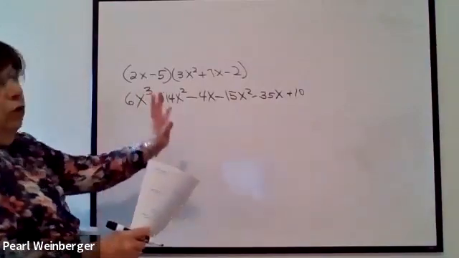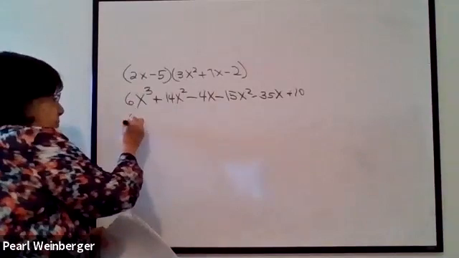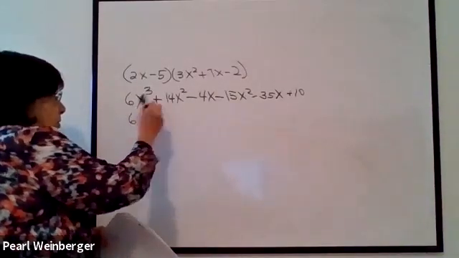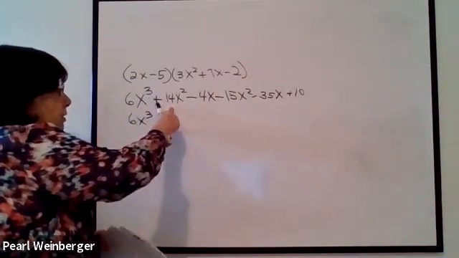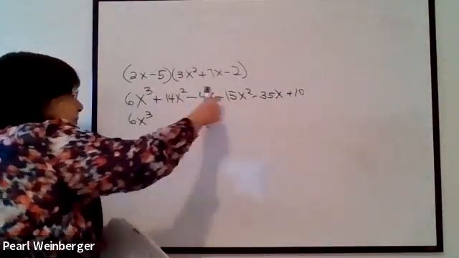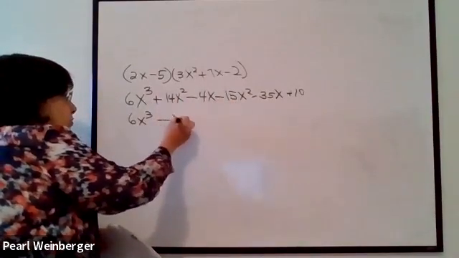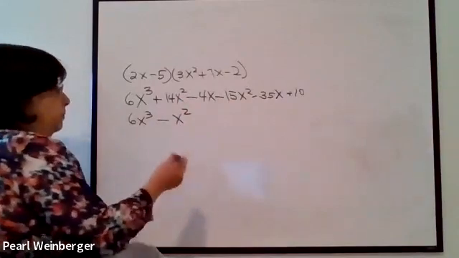And now I go and I look for any like terms. So I just bring down the 6x to the third. There's a 14x squared and a -15x squared. Those are like terms. 14 minus 15 is -1. So that's -1x squared, or just -x squared.